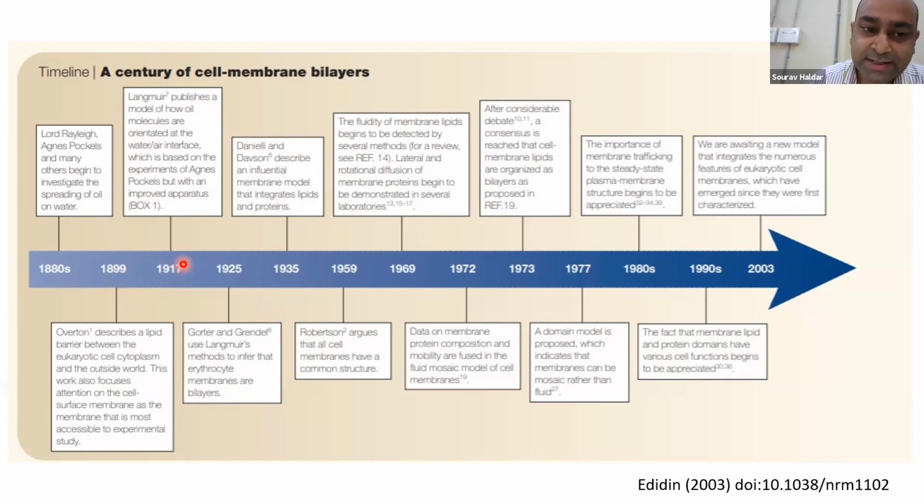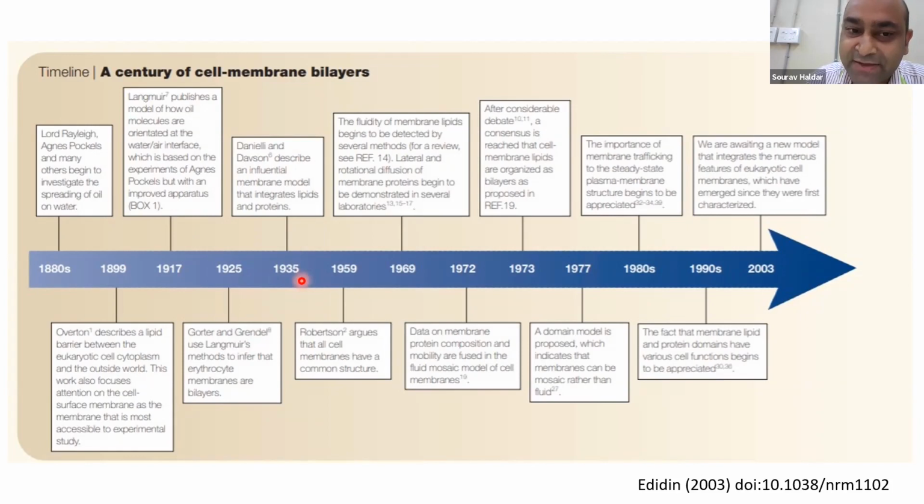Then by 1917, Irving Langmuir devised his Langmuir trough based on the ideas generated by Agnes Pockels, and he is the first who could actually derive some quantitative numbers, like the total area of isolated lipids, and so on and so forth. This laid the path for Gorter and Grendel, who used the Langmuir trough to find out the area of the total lipid of erythrocyte, which led them to conclude that the lipid membrane is actually a bilayer.